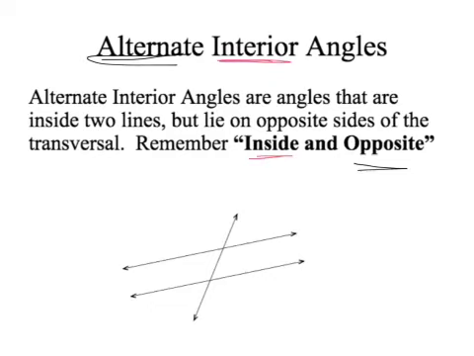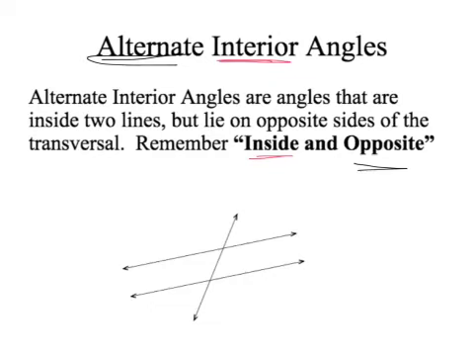So we're looking for angles that are alternate, so they're on different sides of the transversal. If we look at our figure down here, the transversal would be this line. So I'm looking for angles that are on different sides of that transversal, but are also inside these two lines. So I'm only looking at the angles that are inside here. There are 4 of them.